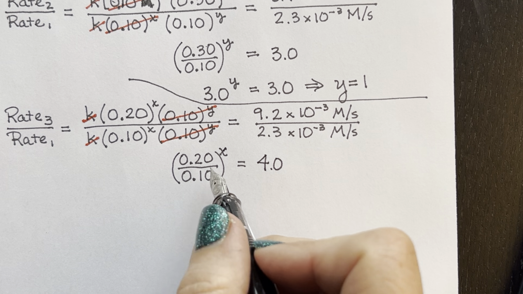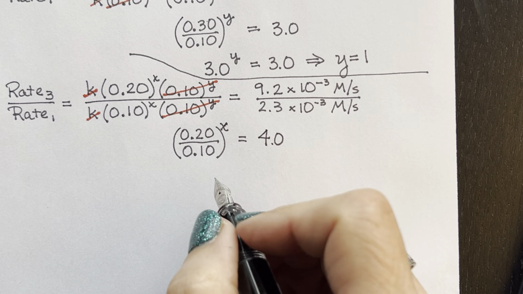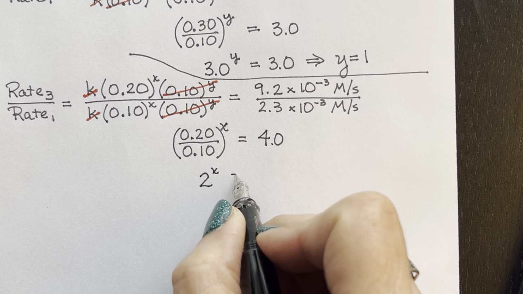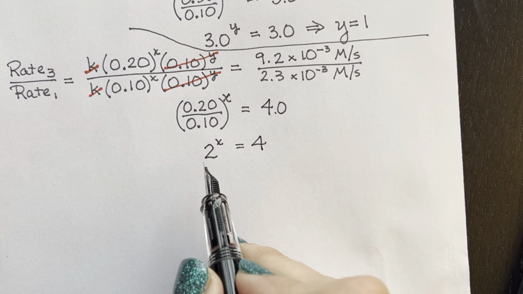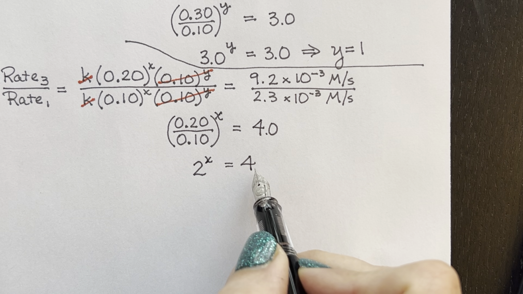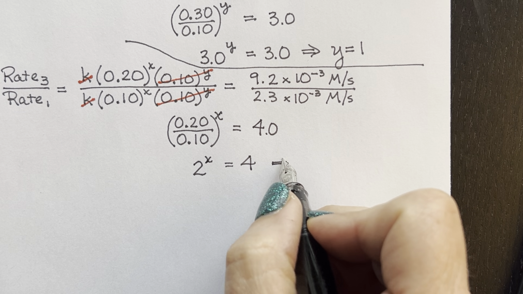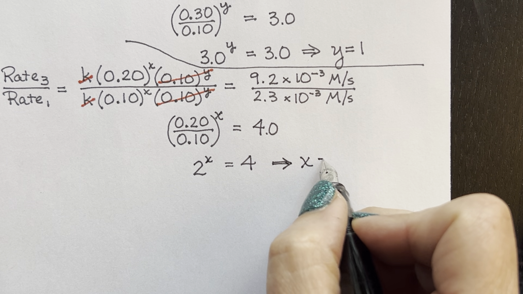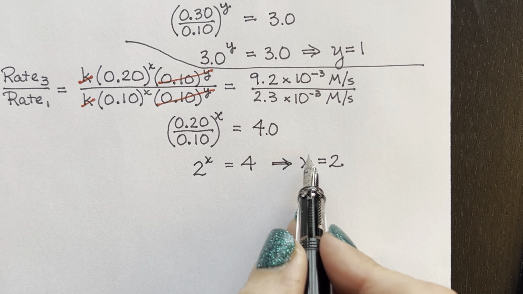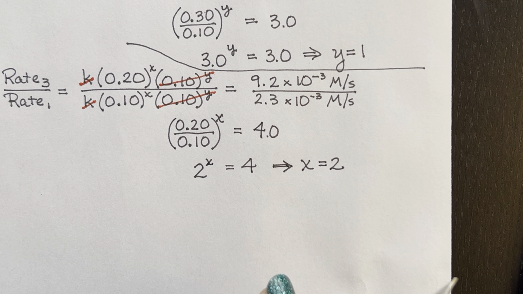All right, so let's take a look at what's going on here. We have 2 divided by 1 raised to the x. So in other words, this is 2 raised to the x gives 4. What do you raise the number 2 to get 4? If it's squared. Okay, 2 squared equals 4. That means x must equal 2. All right, this is looking good.